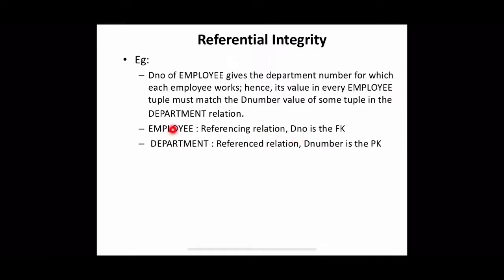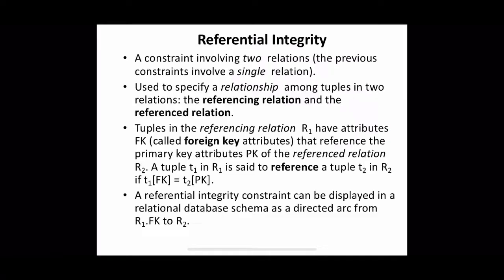So we can say that employee is a relation which is a referencing relation which refers to the department. Employee is the referencing relation and DNO can be treated as a foreign key because it refers to some primary key of some other relation. Here, this DNO refers to the department number, which is the primary key for the department relation. So employee is the referencing relation and DNO is the foreign key, whereas department is the referenced relation, D number is the primary key. These are the terms you have to be familiar with.